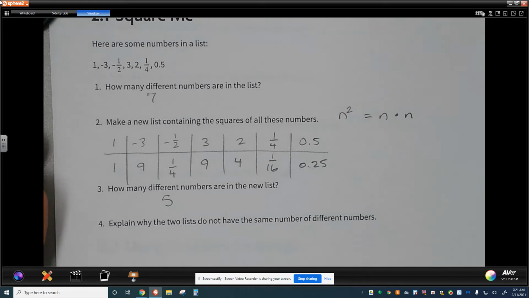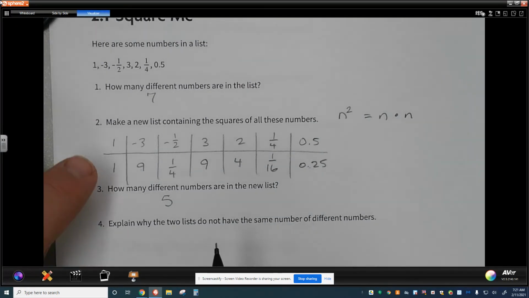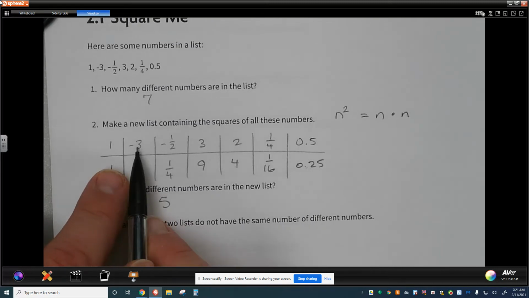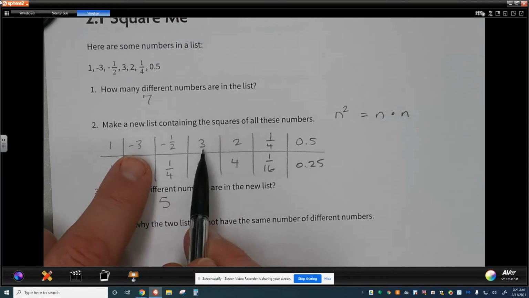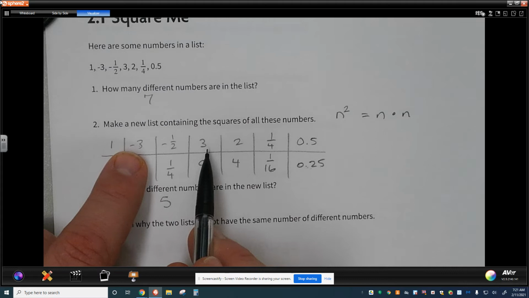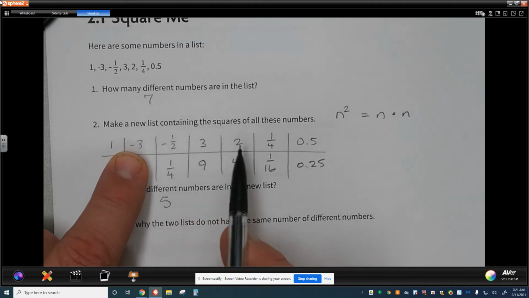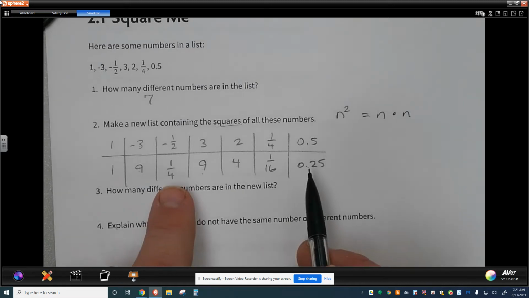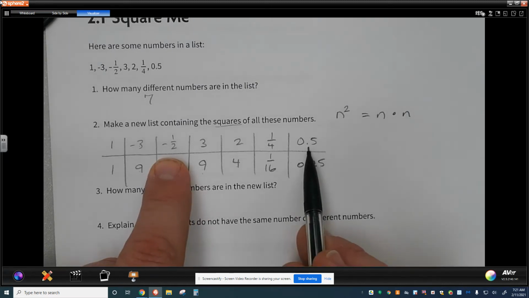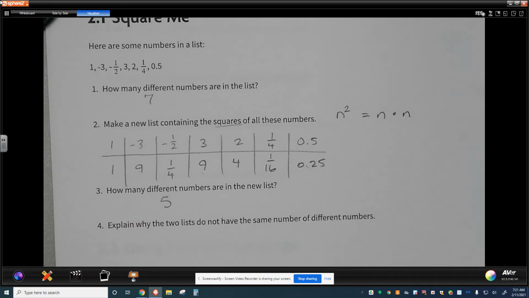So why do the two lists not have the same number of different numbers? Well, as we talked about just a moment ago, this is a negative times a negative. And so when we get a negative times a negative, our outcome is positive. And what happened here is we know that the output for -3 and +3, when we're squaring the numbers, comes out to the exact same output. The same thing is going on right here with -1/2 and +5/10. They come out with the exact same output as far as a number that has a value. While they look different, they're not different numbers.